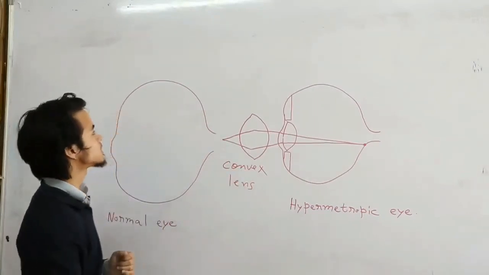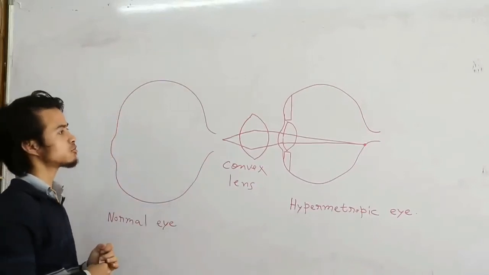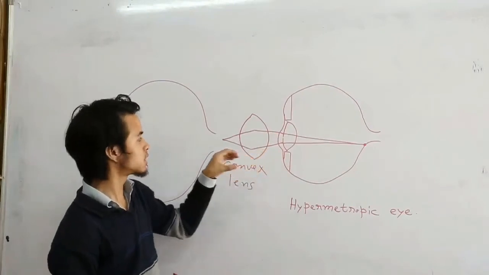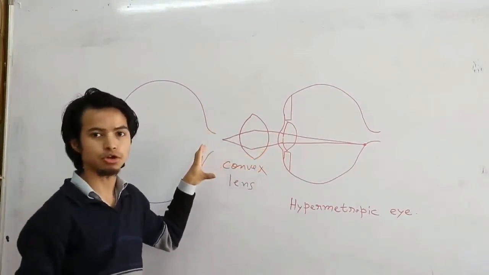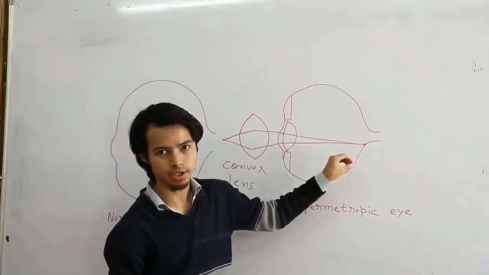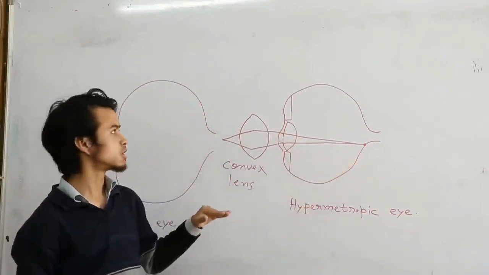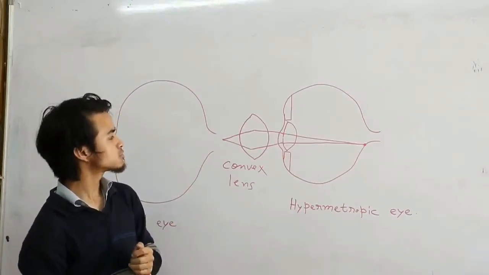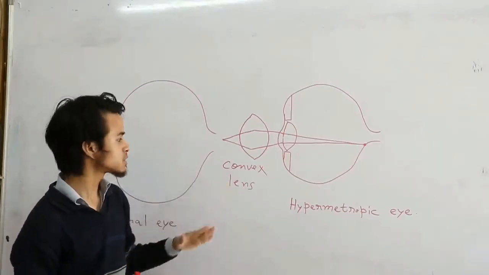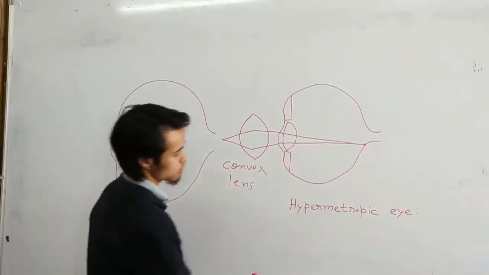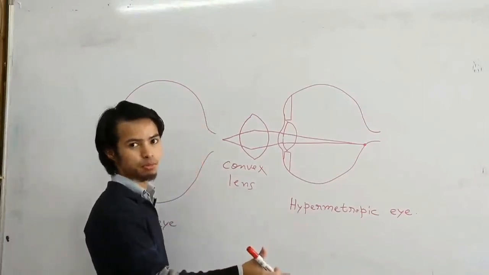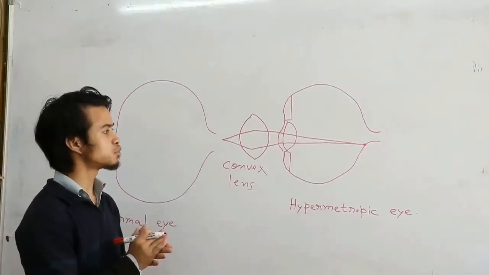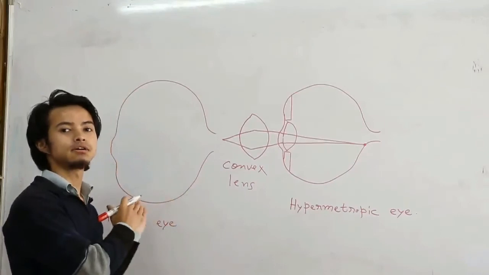But in case of presbyopia, the main cause of presbyopia is the weakening of the ciliary muscles. And hence the light rays coming from far off objects or near objects cannot be focused properly on the retina. So that's why persons suffering from presbyopia cannot see clearly. Sometimes they suffer both from myopia as well as hypermetropia, which means that those elderly persons sometimes cannot see both the near objects as well as the far off objects.